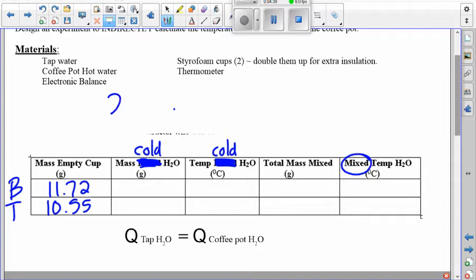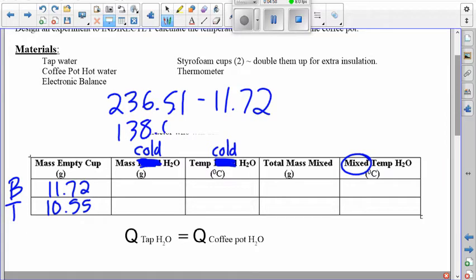236.51. Now, real quick, if I want to know how much cold water he put in here, what do I need to do with this number? Subtract the cups, right? Okay, so go ahead and plug that in for me, folks. Tanner, what was your total? 138.08. And we have to subtract his total from that as well. Okay, can someone tell me how much cold water Barrett got?